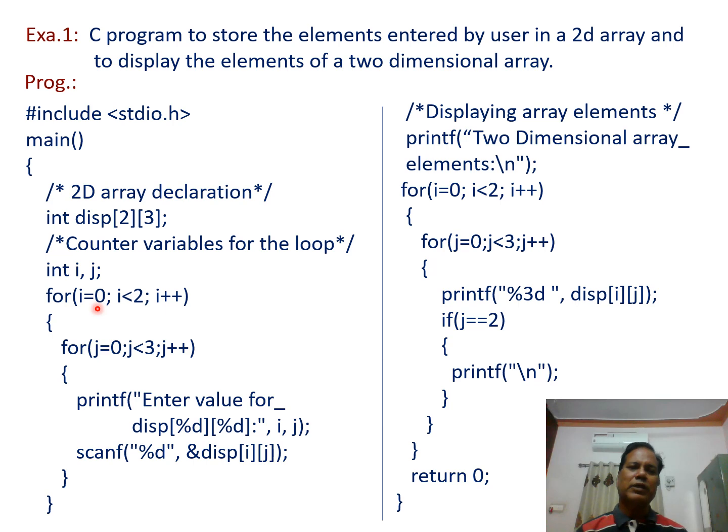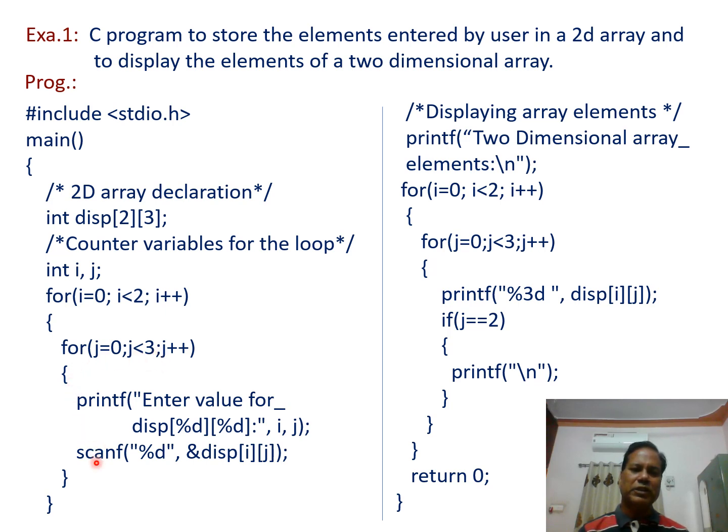So the condition for the first row is true, so all the elements of the first row are going to be initialized. There are 3 columns. The condition is set as we are familiar: j equal to 0; j less than 3, because j starts from 0 for the first column, 1 for the second column, 2 for the third column. So the first time the condition is true, that is 0 less than 3.